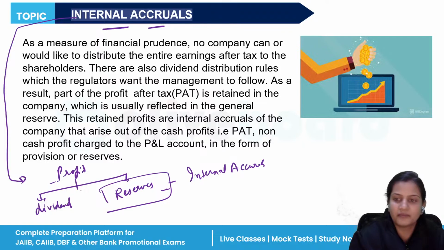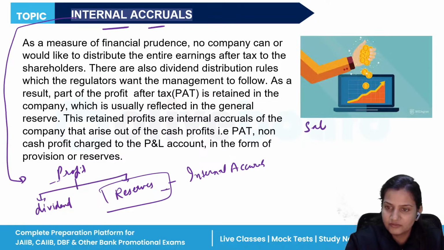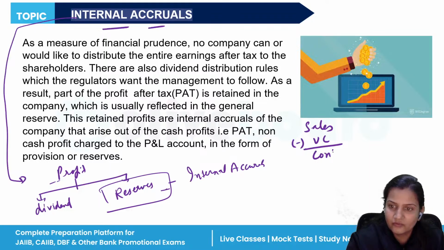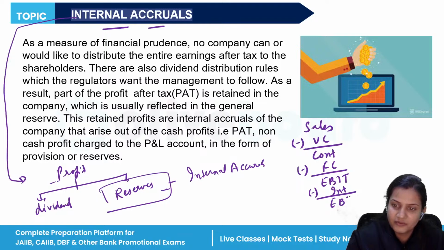And how is profit being calculated? You have sales. If you deduct your variable cost, you get contribution. If you deduct the fixed cost, you get EBIT, that is earnings before interest and tax. Less interest, earnings before tax. Less tax, you get earnings after tax, or PAT.